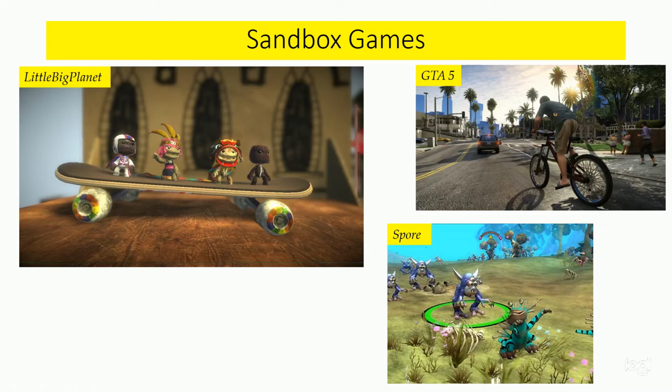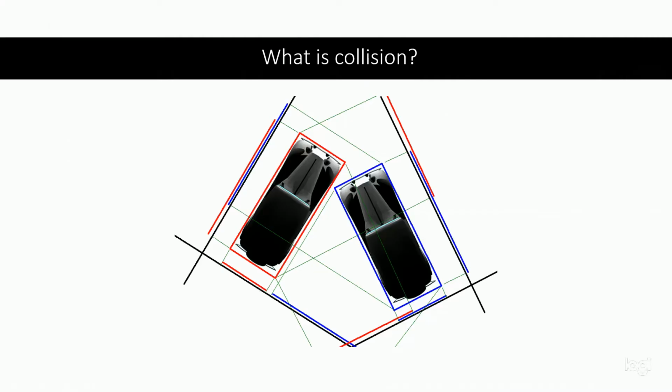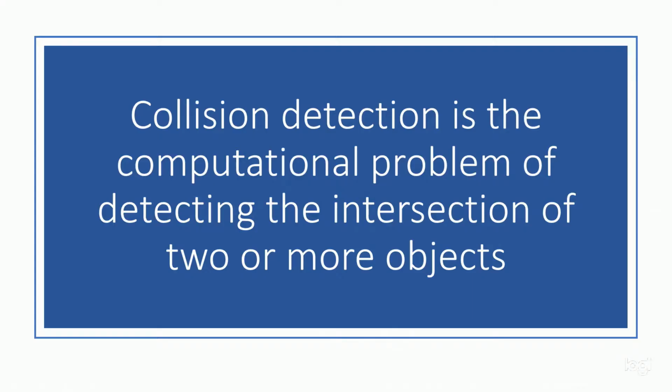So this is just an example of where collision applies in the computer graphics world. So actually, what is a collision? From the figure itself, you can see that we need to check some things involving the objects. Collision detection is the computational problem of detecting the intersection of two or more objects. You must have two or more objects, and we need to detect whether the objects collide or not.